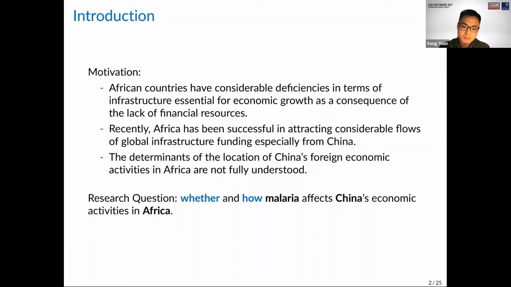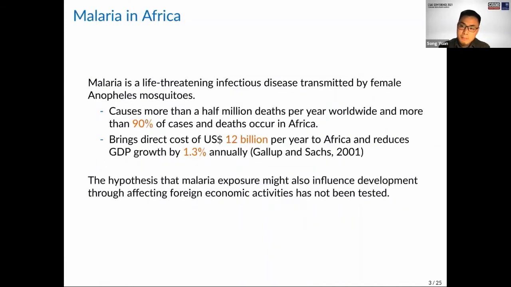So in this project, we study whether and how malaria, which is a very important disease in Africa, will affect China's economic activities in Africa. As you may know, malaria is a life-threatening infectious disease transmitted by female mosquitoes. It causes more than 500,000 deaths per year worldwide, and almost 90% of cases and deaths occur in Africa. It is estimated that malaria costs about $12 billion per year and reduces GDP growth in Africa by 1.3% annually.